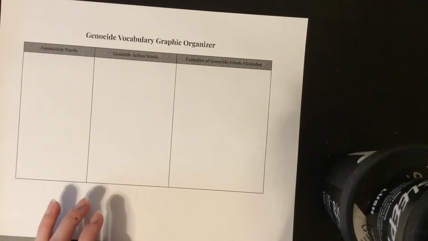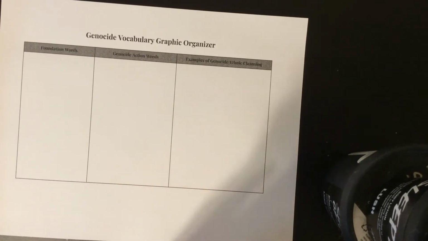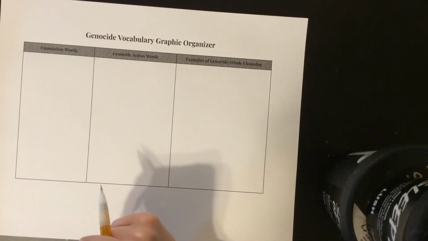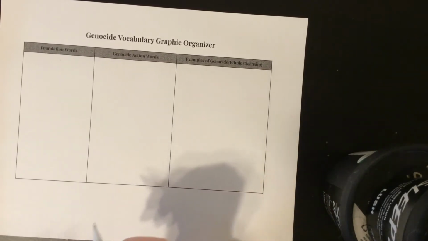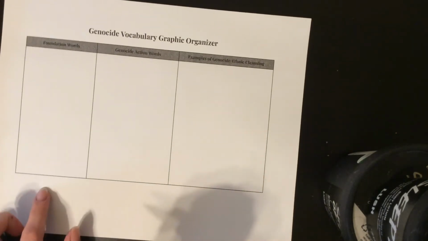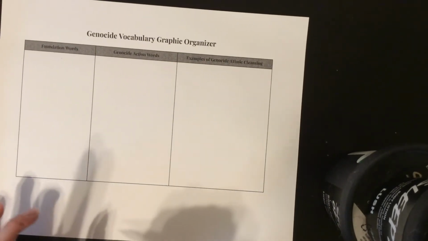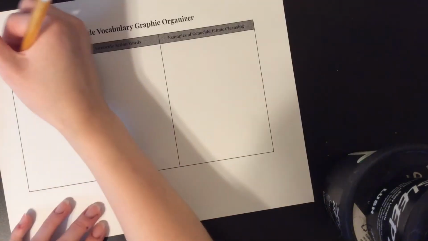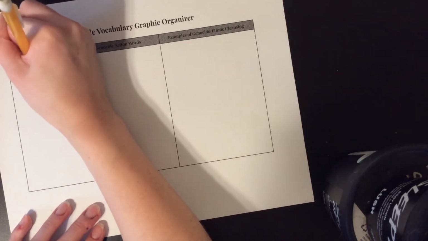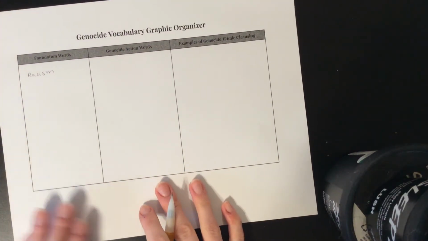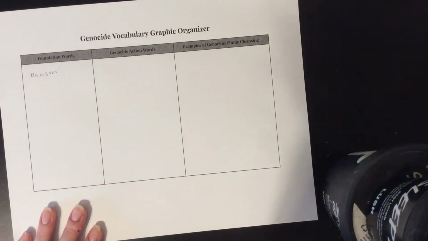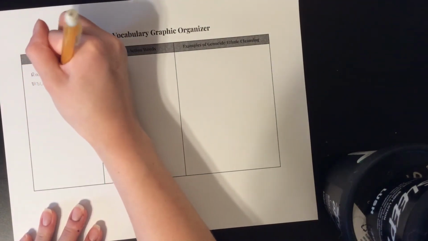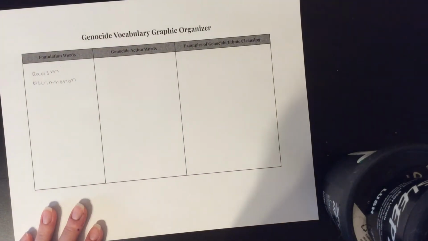So as we are using the vocabulary list from the text set as a word bank, I'm going to model how students would place some of these vocabulary words in the different categories. So starting off with foundation words, since these are words that are present in all genocides, looking at the list, we could put racism, because that is needed, as well as discrimination, for genocide to take place.